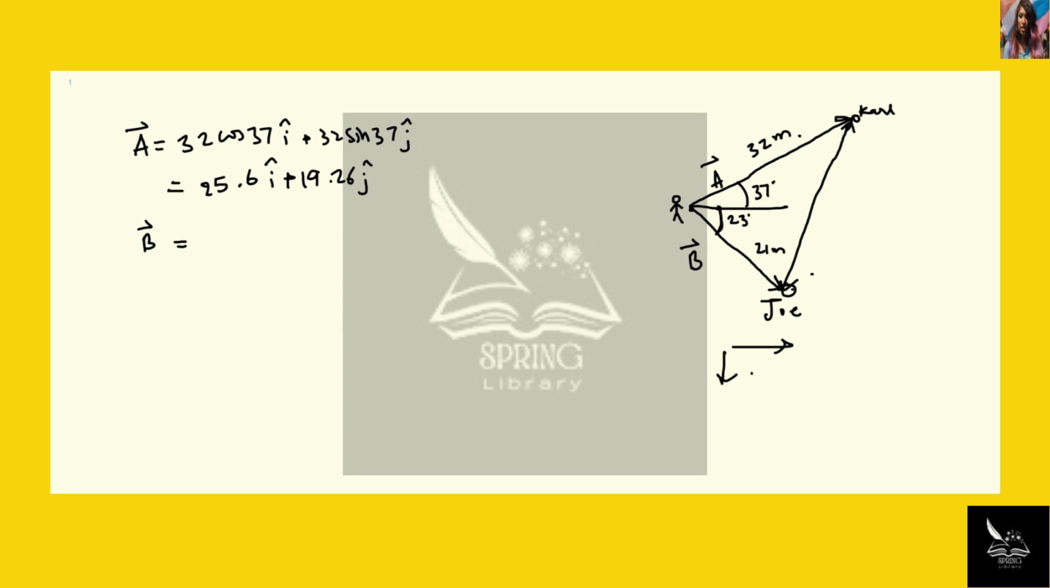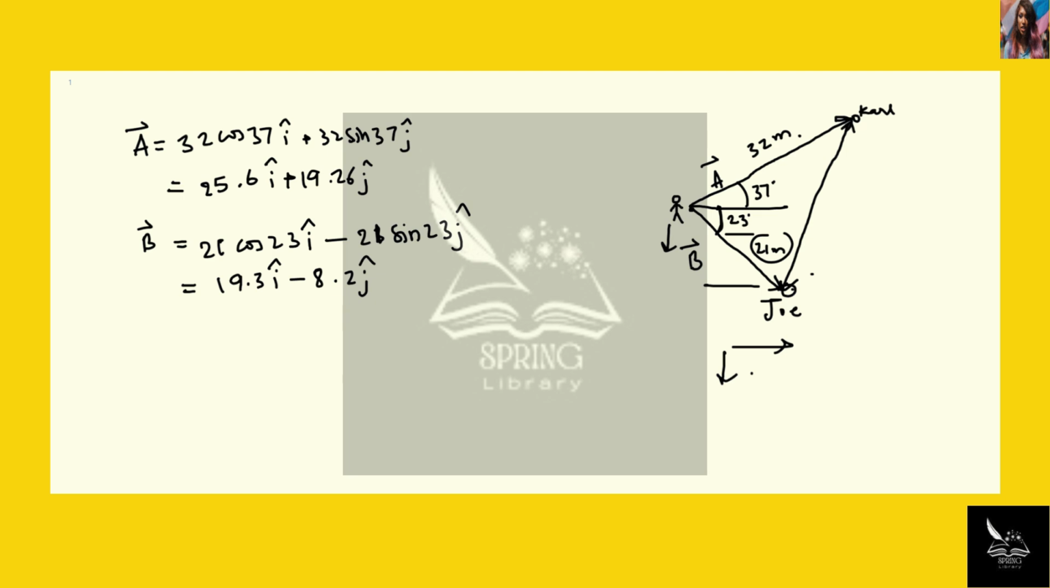Whereas for vector B, its x component is positive but y component is negative, and it makes 23 degrees with the x-axis, and hence its x component would be 21 cos 23 i hat, and the y component would be 21 sin 23 j hat, but because it is in the downward direction, it would be negative. And this turns out to be 19.3 i hat minus 8.2 j hat.